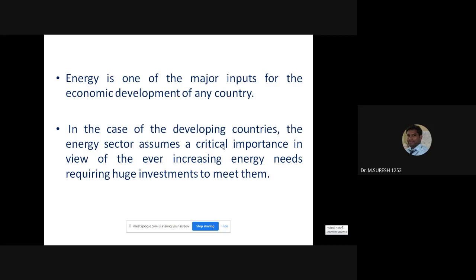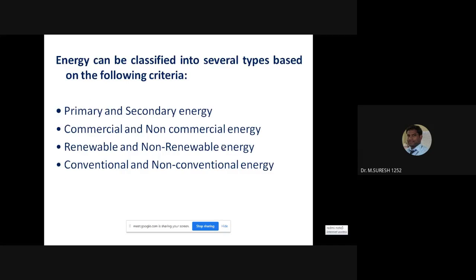In the second slide, it is clearly explained that energy can be classified into several types based on primary and secondary energy. Primary energy may be called solar energy, and secondary energy is diesel or petrol. Similarly we are going to see commercial and non-commercial energy, renewable and non-renewable energy, conventional and non-conventional energy. All of us know conventional and non-conventional only. Those names have been classified in different forms: either renewable and non-renewable, or conventional and non-conventional, and primary and secondary. All the names should be common.